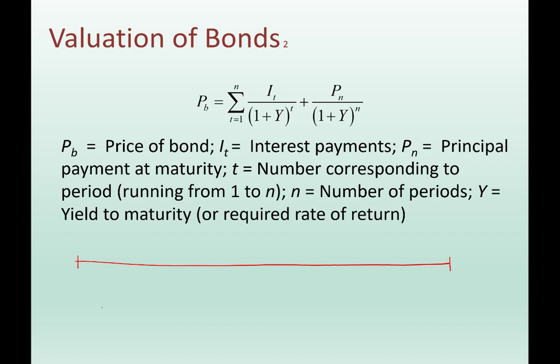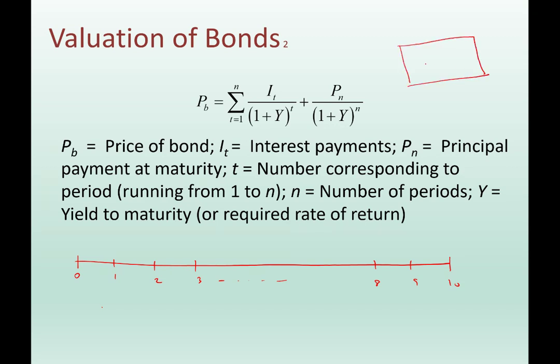You can have a 10-year bond or a 5-year or a 30-year bond. So let's say today is time zero. When you buy a bond, you pay a particular price today, and then you are promised to be receiving payments. This could be year one, year two, year three, all the way to year 10.